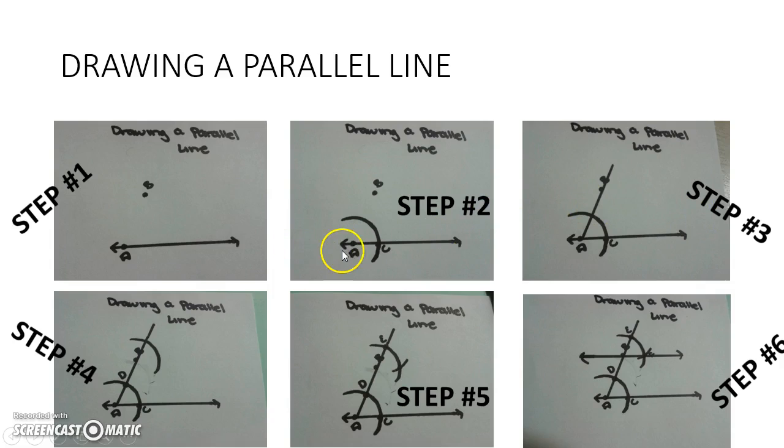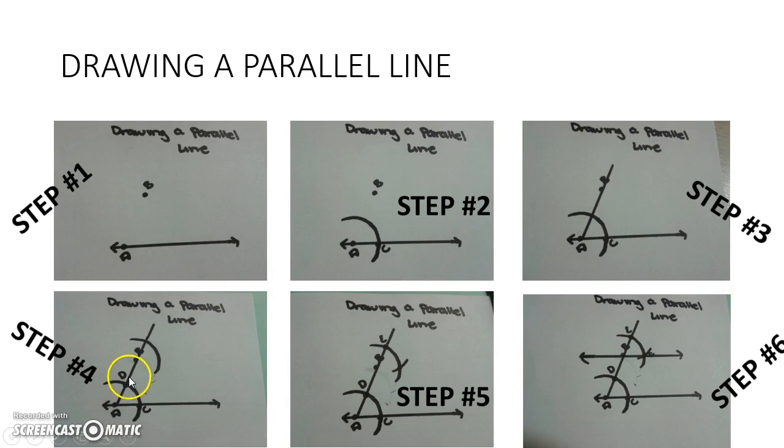Drawing a parallel line. You would start by drawing a line from point A to point B, and then from point A, you make an arc. You should have an intersection, a point where your arc and your line intersect, so that's point C. And your paper should look like this, with point D.